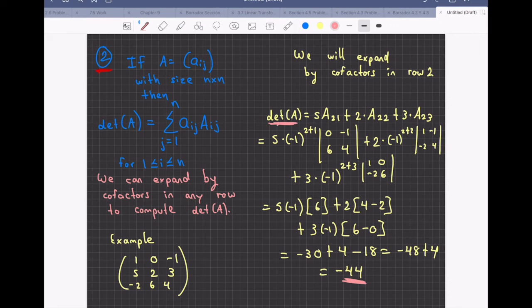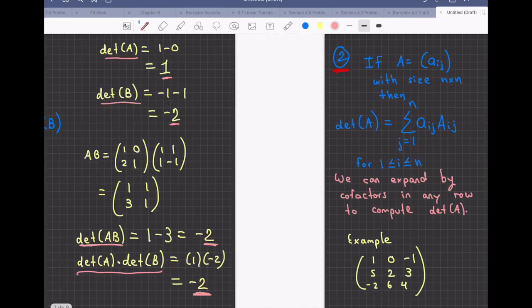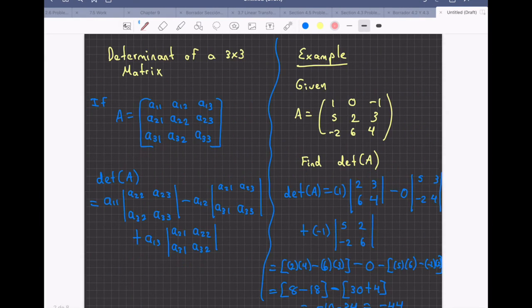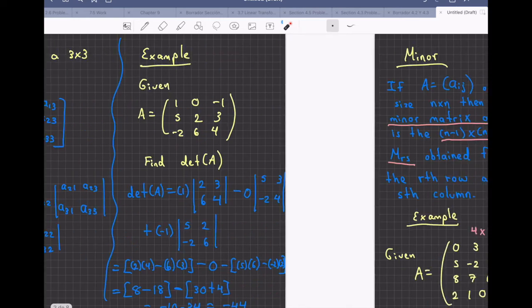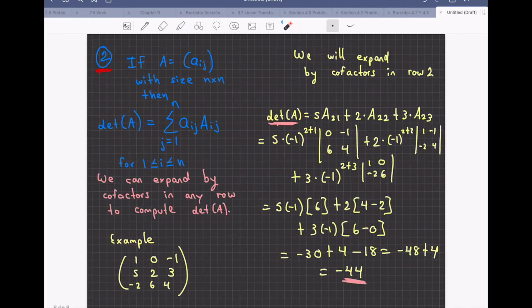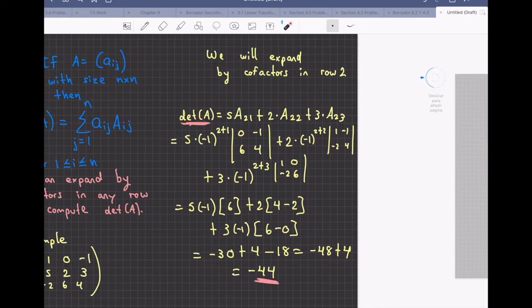So the answer is exactly the same, you see, as the one we obtained before, in the very first, this one. But here we expanded by cofactors in the row 1, and here we did it in the row 2. So no matter where you expand by cofactors, the answer is going to be the same. So it's recommendable that you expand by cofactors in a row where you think the computations are going to be simpler, right? All right.